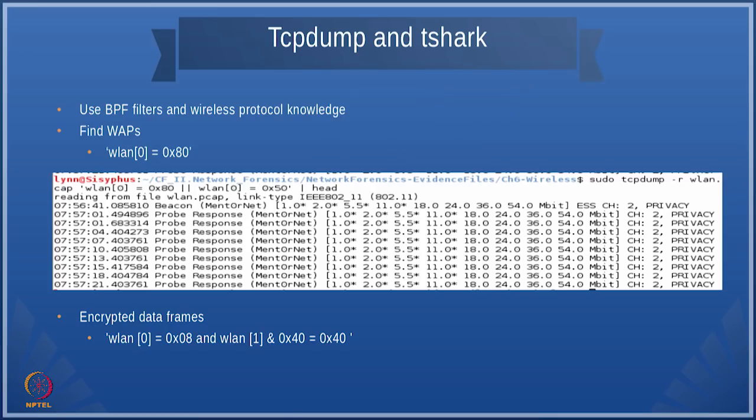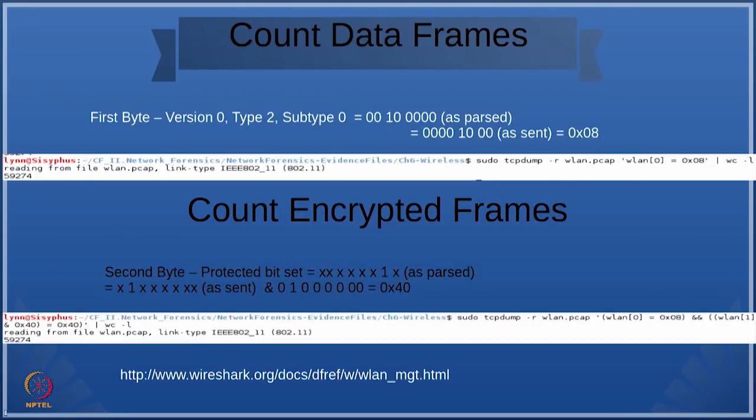The tools that we previously used, like TShark and Wireshark, can be used to find out all these options. So here is an example. If you want to find a WAP, I just have to search for wlan.fc.type_subtype with the parameter 0x80. And if you want to search for encrypted frames, the parameters would be 0x08 and wlan.fc.flags should be 0x40. So then you can find out what type of encryption, etc.